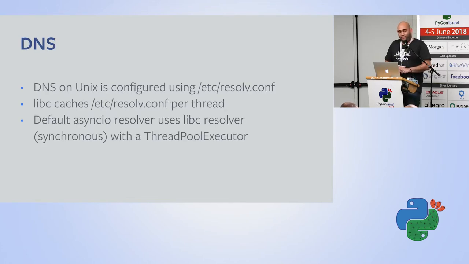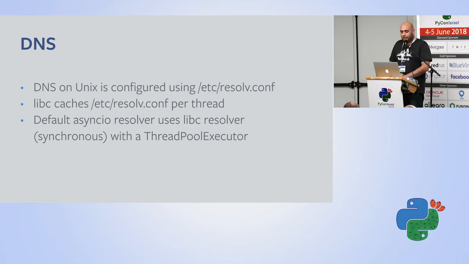Another weird thing that could happen because of this is, I don't know if you're aware, but on Unix, your DNS server is configured through a file. And when we're switching network namespace, we're not switching the file system namespace, and your resolv.conf still holds the DNS server from your host. So there is a cool way to work around that.